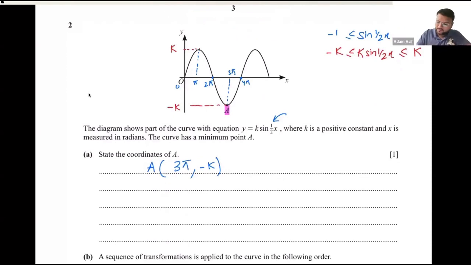Yes. This value, the coefficient of x, tells you how many cycles are going to be there in 360 degrees or 2 pi. So half means there is going to be half a cycle in 360 degrees or 2 pi. So half cycle in 2 pi means a full cycle in 4 pi. Okay. So if this is 2 pi and this is 4 pi, then that value is going to be 3 pi. Make sense, Hasina?